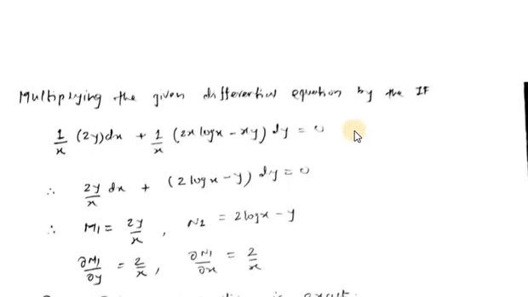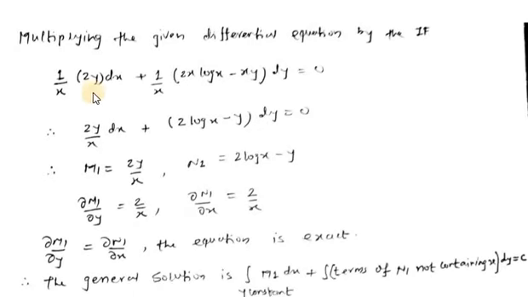Now we will multiply the given differential equation by IF: 2y dx plus (2x log x minus xy) dy equals to 0. This is the given differential equation, multiplying it by 1 upon x. So this is 2y by x dx plus, x and x will cancel out, (2 log x minus y) dy equals to 0. Now comparing this equation with M1 dx plus N1 dy equals to 0, we have M1 equals to 2y by x and N1 is 2 log x minus y.